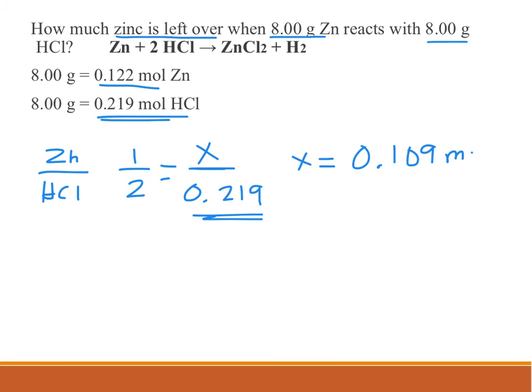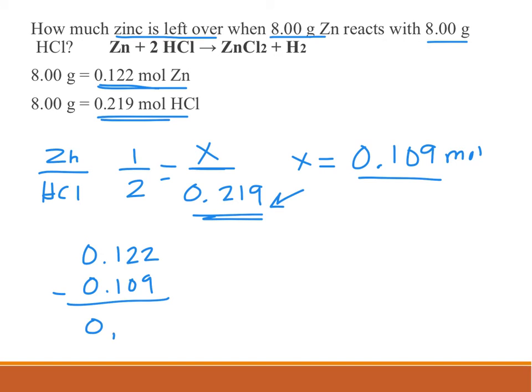0.109 moles. So we have 0.122. We have more. Remember, this is the reactant that we have in excess. This is how much we're going to use up reacting with the amount of hydrochloric acid we have. How much is going to be left over? Well, at this point, we're just going to be doing some subtraction. We take the amount that we have, 0.122 moles. We subtract the amount we're going to use, 0.109 moles. And if you do the math, you find that that's going to be 0.013 moles left over. This is how much zinc will be left over.